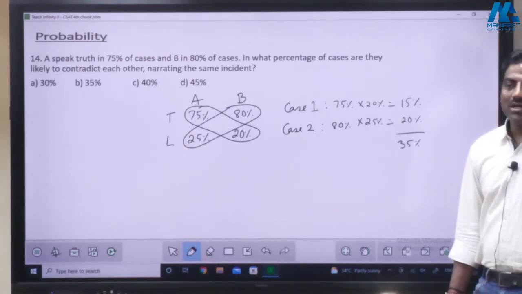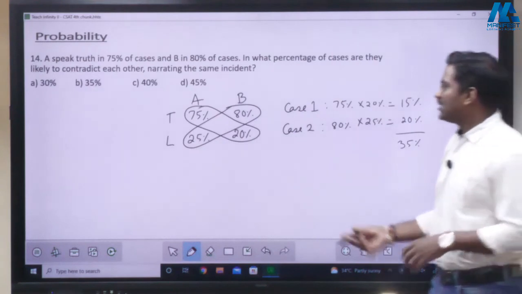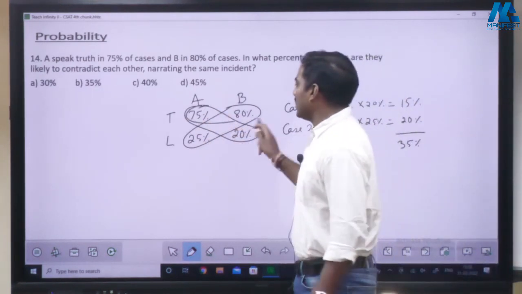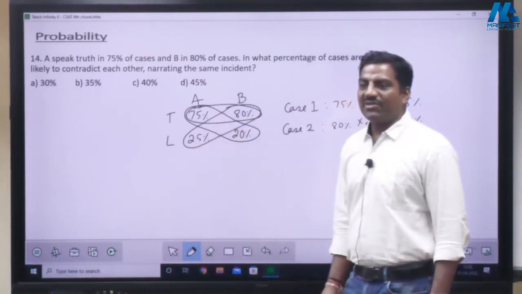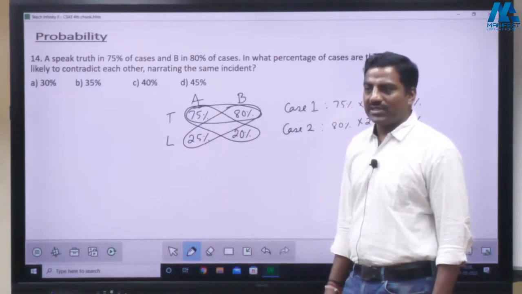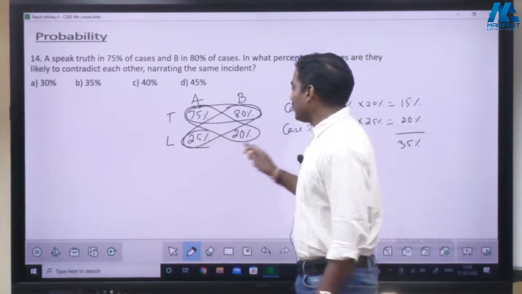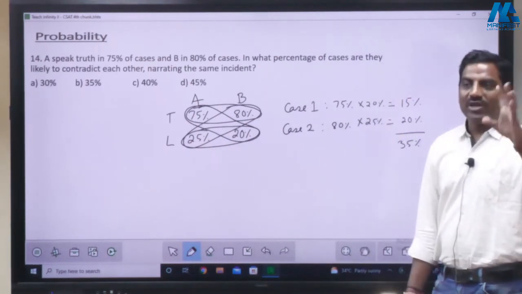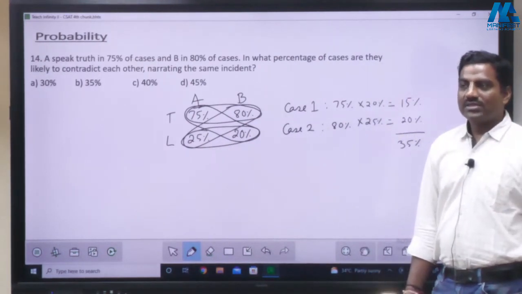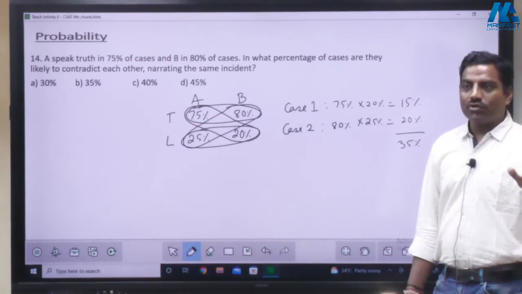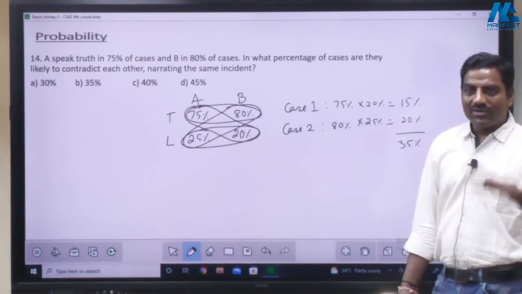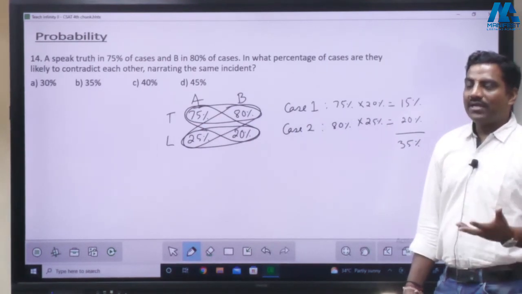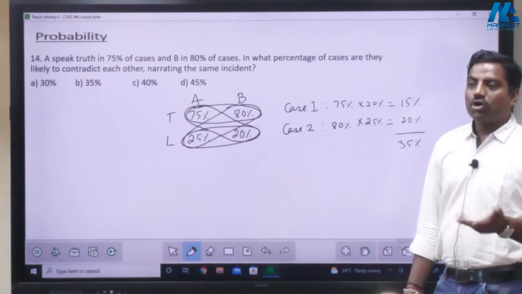So it is as good as what? One is head, another is tail. One is tail, another is head. In what cases do both of them speak truth? 75% times 80%, that is 60%. In what cases will both of them lie? 25% of 20%, that is nothing but 5%. 60%, both of them telling truth. 5%, both of them telling lies. And 35%, they are contradicting each other.